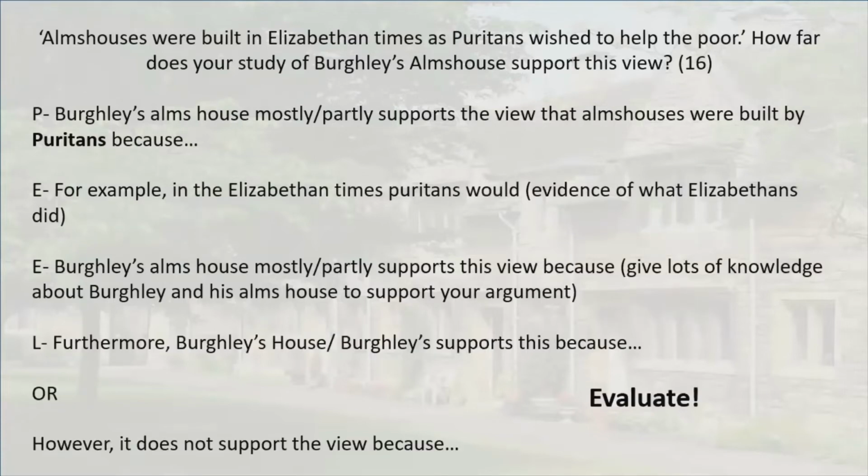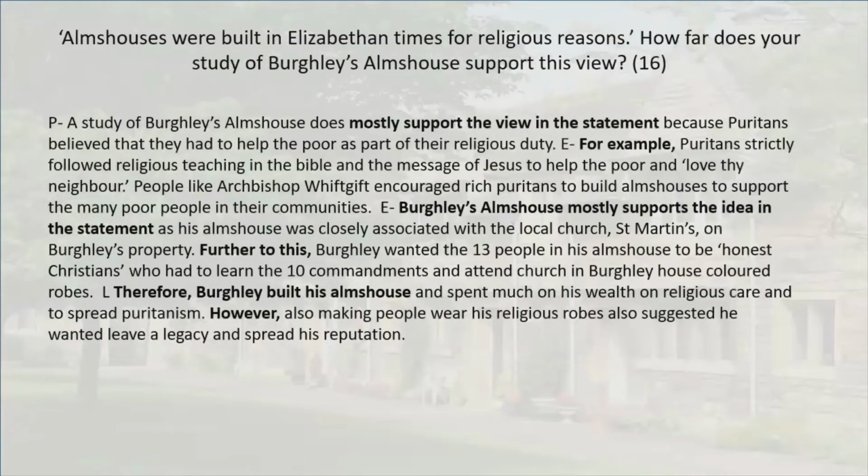Then if you think it's really convincing that they did build Burghley's Almshouse because of his Puritan values, you need to give another explanation. Furthermore, his Puritan values are shown at Burghley's Almshouse because of this. If you think it's not so important, you could give a weakness, maybe ways it doesn't quite show it. So evaluate your argument. So you'll end up with a paragraph a bit like this.